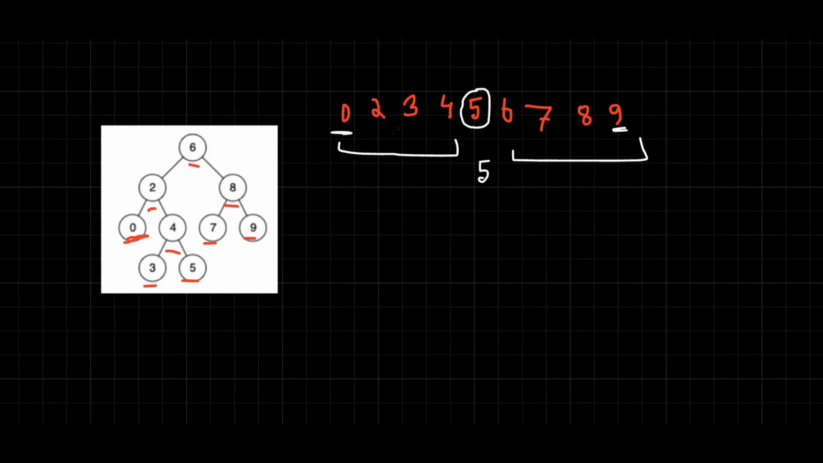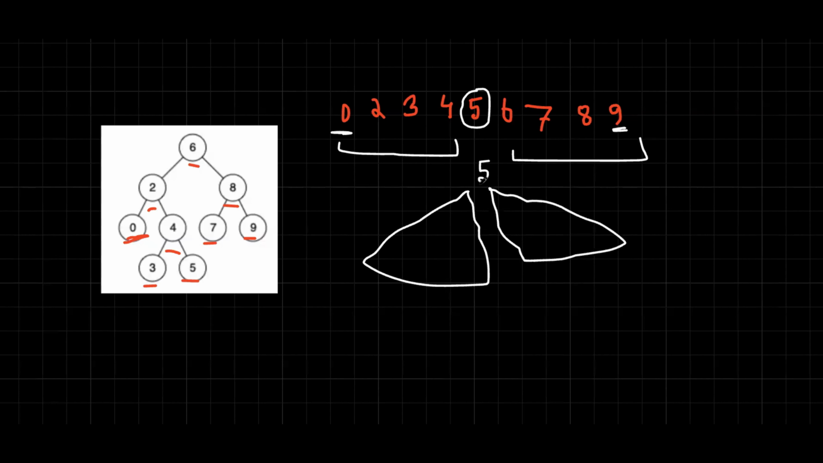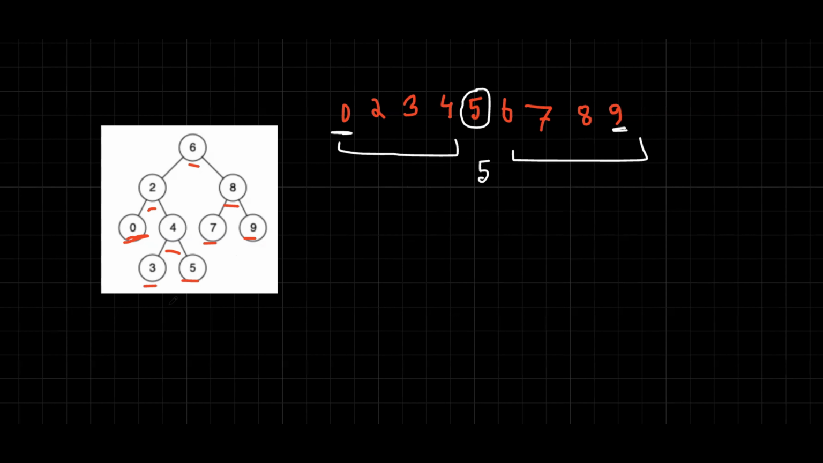So here, this left portion will form the left subtree, and this right portion will form the right subtree. And here, the left portion values will be smaller than the root, and the right portion values will be greater than the root. Now, let's understand how the binary search works here.